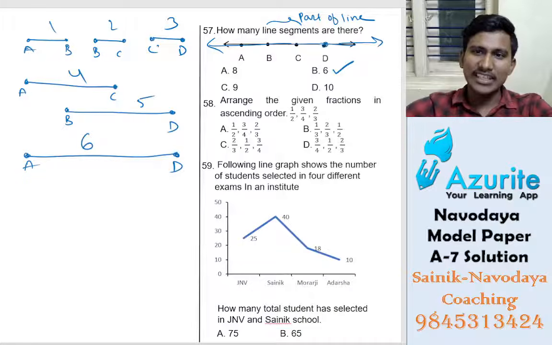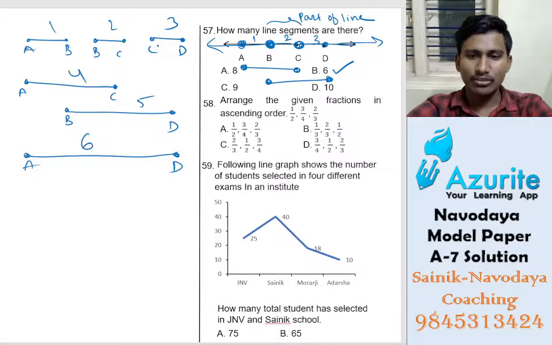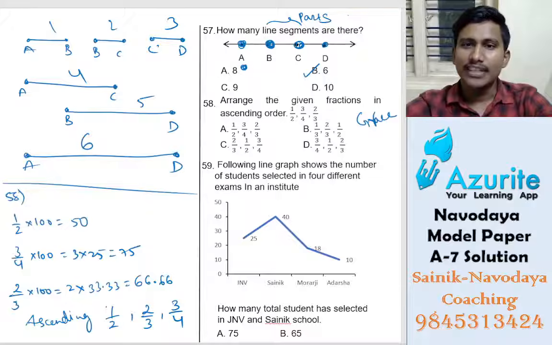So points are there. Between the points we have to take from A to B first, next B to C second, next C to D third, then A to C, right? Next B to D here, next A to D, right? These between the points we have to check. Understood? Next 58 question, right?